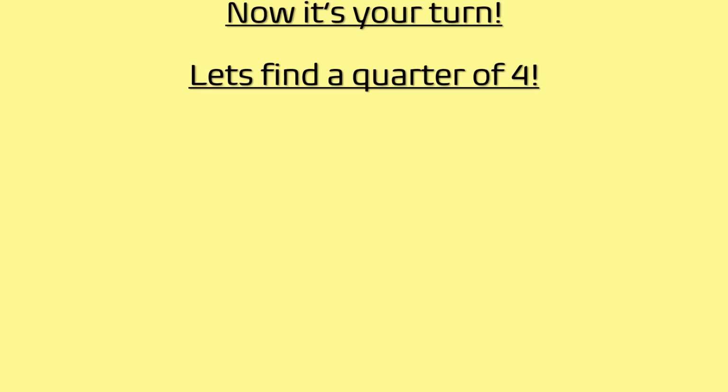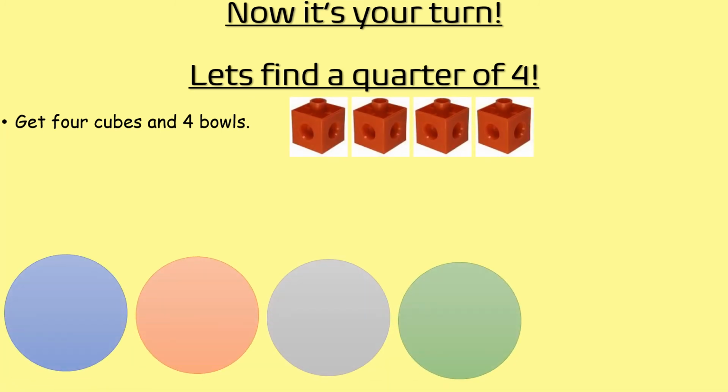Okay, guys, are you ready for your turn? You're going to find a quarter now. You're going to try and find a quarter of an amount. So, I need you to get 4 cubes or 4 little things and 4 bowls. Because if we're finding a quarter of something, we have to split it into 4 parts. Share it into 4 groups. Because splitting something into quarters is when we split it into 4. So there you go. There's my 4 cubes and my 4 bowls.